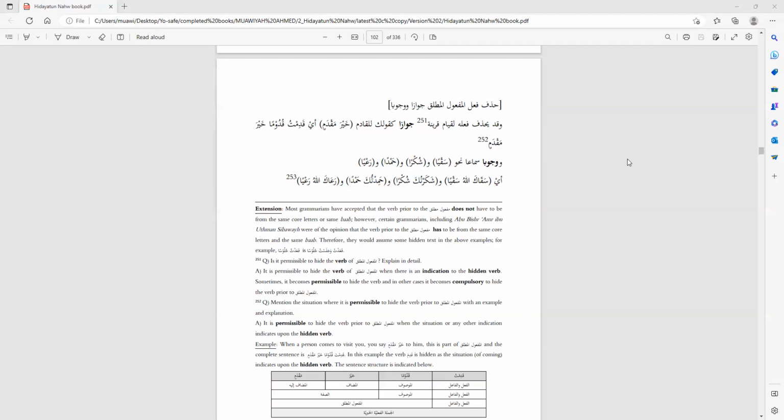ووجوبا سماعا, and at times it is necessary and is known by hearing, نحو سقيا وشكرا وحمدا ورعيا, أي سقاك الله سقيا. May Allah quench your thirst. So you can just say سقيا. You don't have to say the full sentence. It's necessary to drop the سقاك الله. وشكرتك شكرا, I thank you thanking. وحمدتك حمدا, I praise you praising. ورعاك الله رعيا, and may Allah take care of you.